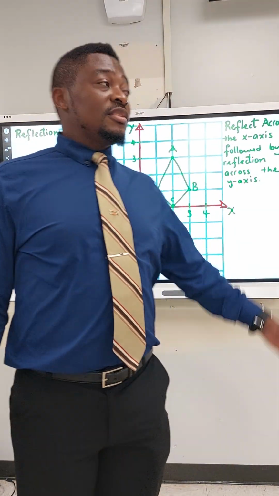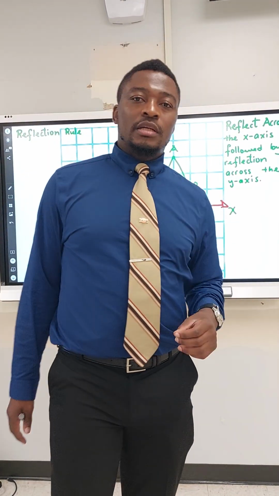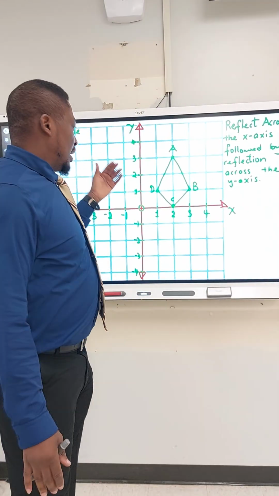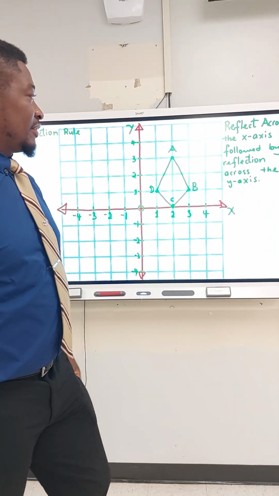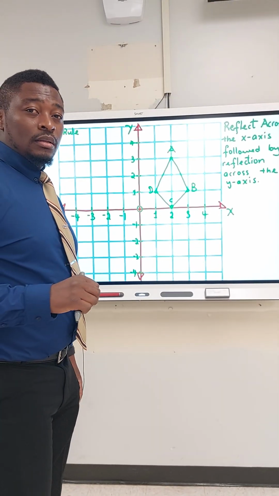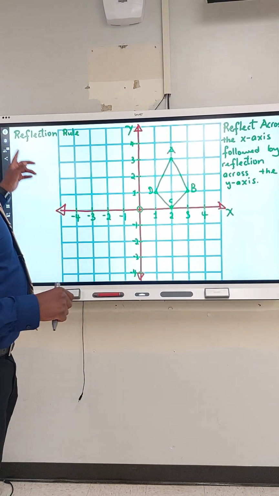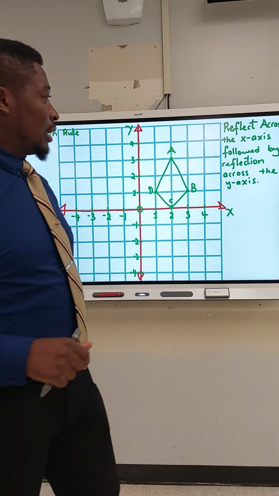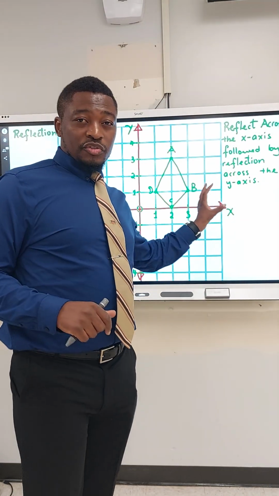Hi, in this video we want to reflect an object across the x-axis followed by a reflection across the y-axis. Then we will write a reflection rule to model the congruent transformation.